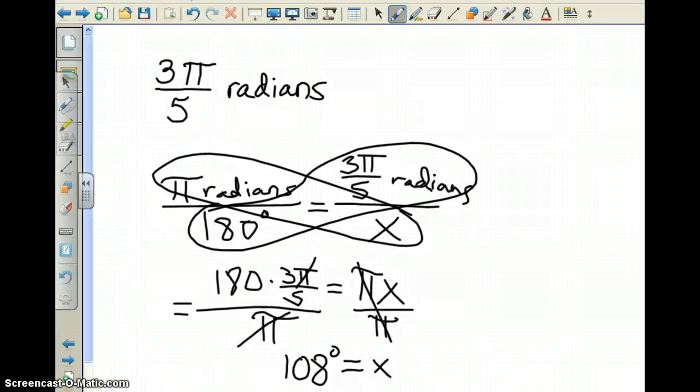And I'll show you a little shortcut here that some people choose to take instead of doing the proportion when you're given a number of pi radians. So keep in mind that this pi, we know, is worth how many degrees? 180. So if we substitute 180 degrees in for pi, then I'm just going to do 3 times 180 divided by 5, which is the same thing we did right down here. 3 times 180 divided by 5.